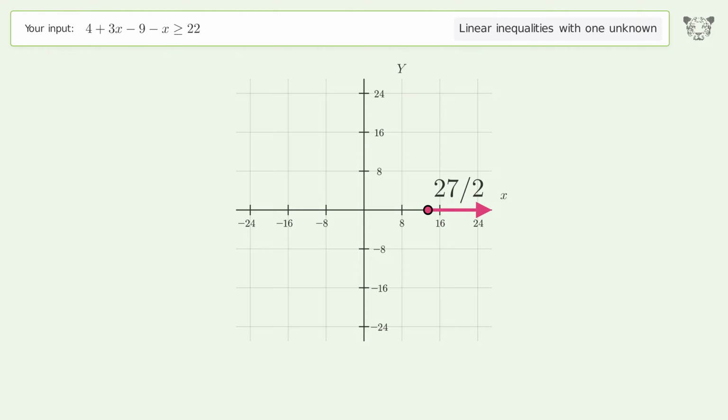And so the final result is x equal or greater than 27 over 2 equal or greater than 131 over 2.